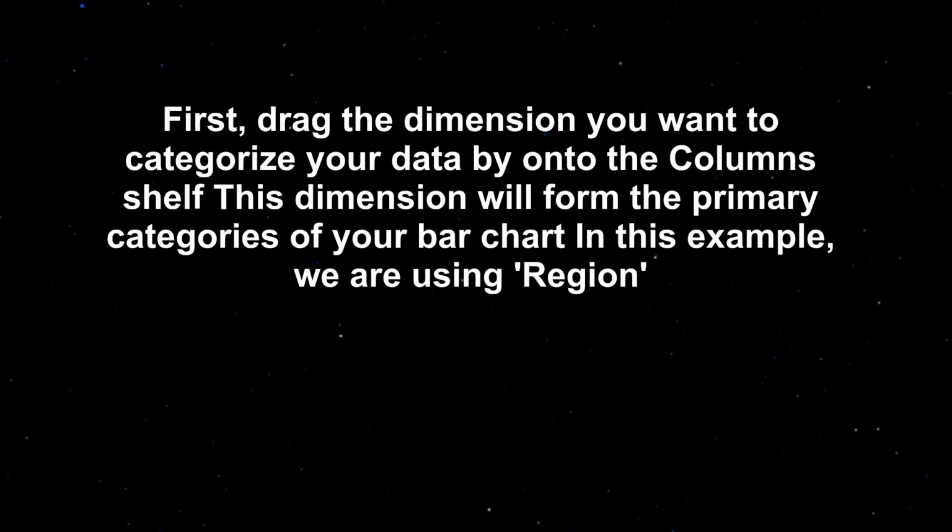First, drag the dimension you want to categorize your data by onto the column shelf. This dimension will form the primary categories of your bar chart. In this example, we are using region.